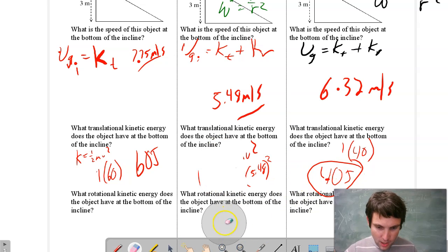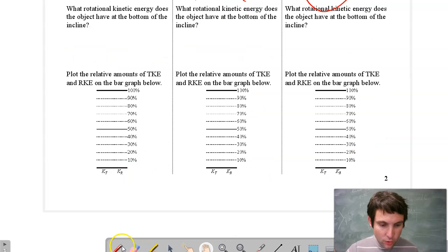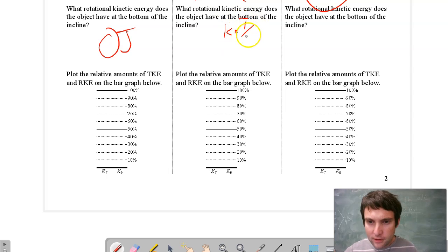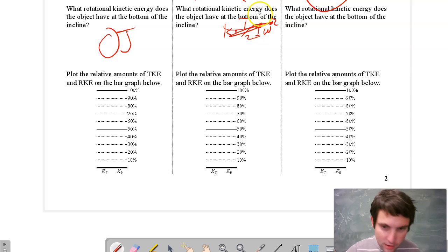How much rotational kinetic energy does the object have at the bottom of the incline? This was just a car moving down, so there's 0 joules there. No 1/2 I omega squared, which is our rotational kinetic energy. Oh, yeah, we don't even have to do all that. Sorry, I forgot the situation.